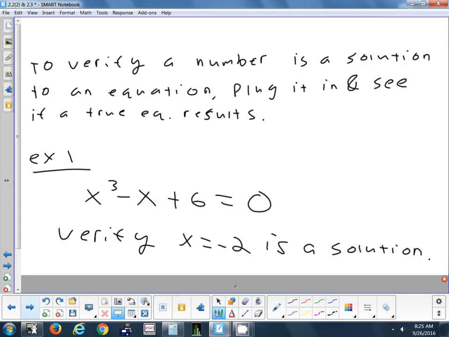All right, so if they want us to verify that a number is a solution and they give us a number, all you got to do is plug it in and see if you get a true statement. Okay, so here, all they want us to do is verify that negative 2 is a solution to that equation. So what am I hoping happens? When I plug negative 2 in on the left, I'm hoping that it simplifies and I get an answer of what? About Francisco? Yeah, we're hoping we get an answer of 0. And Pacey, what does that mean if you plug negative 2 in and you get an answer of 0? That means something special about negative 2.